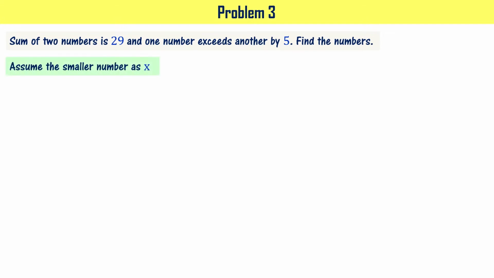I am assuming the smaller number to be x. The other number is going to exceed this particular number by 5, right? It means the other number is going to be x plus 5.